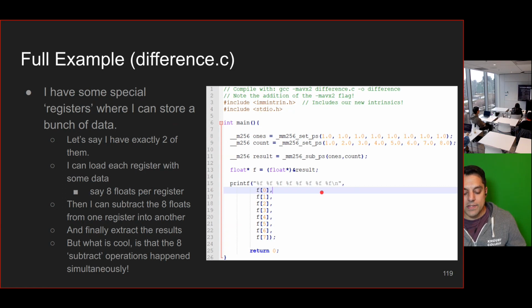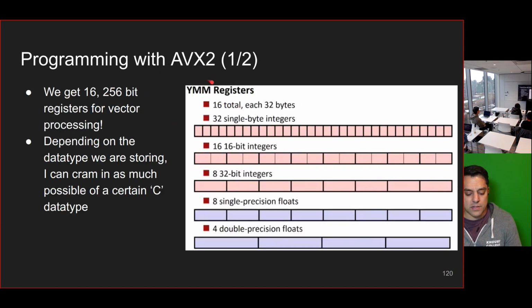And what's the performance boost? Well, instead of doing 8 subtraction operations, I just did 1. So this example is included in the GitHub repository. It's included in your assignment, I believe, as well. And there's a few more operations as well.